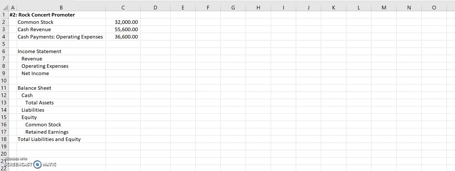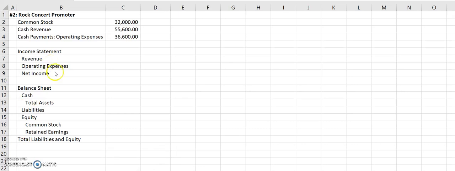So in the first application of the same data set is a rock concert promoter. So the idea here is that the $36,600 is for operating expenses. We have the $55,600 in cash revenue, and this sale of those common shares of stock. So what we're up against is putting together the income statement.